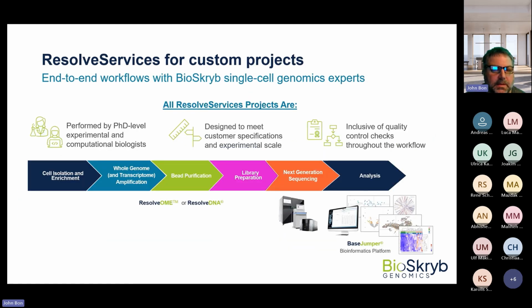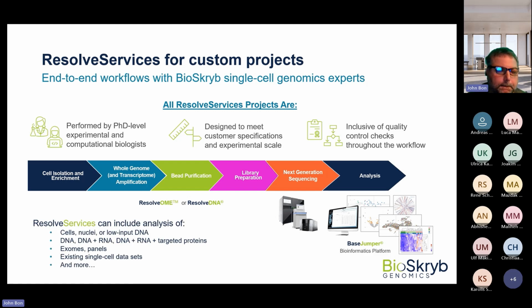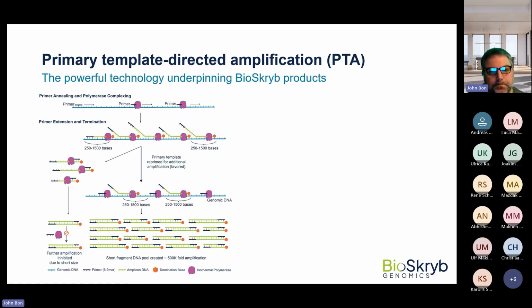We also have, as Techtum does as well, a Resolve Services department. So we could go end to end from cell isolation and enrichment all the way through analysis. And we do use S2 Genomics, for example, to isolate nuclei, to use in front of our technology as well. And we'll talk about that in a little bit. But we could do anything just like Techtum can from end to end using our technology all the way through analysis. And we have a software tool called BaseJumper that could help with your single cell analysis as well.